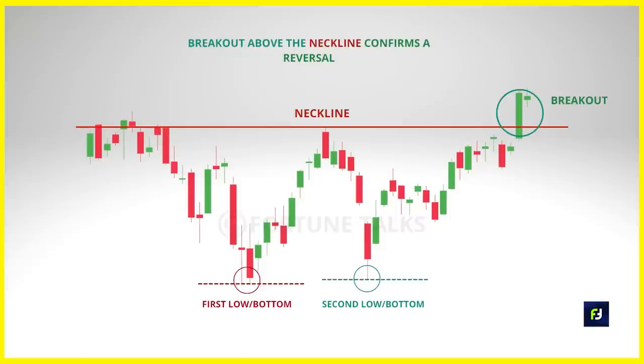neckline. Now when the price breaks above the neckline or resistance level, it signals the interest in buying and the possibility of the market moving higher. So in short, the double bottom pattern signals that the downtrend has possibly bottomed out and the price is about to move higher.